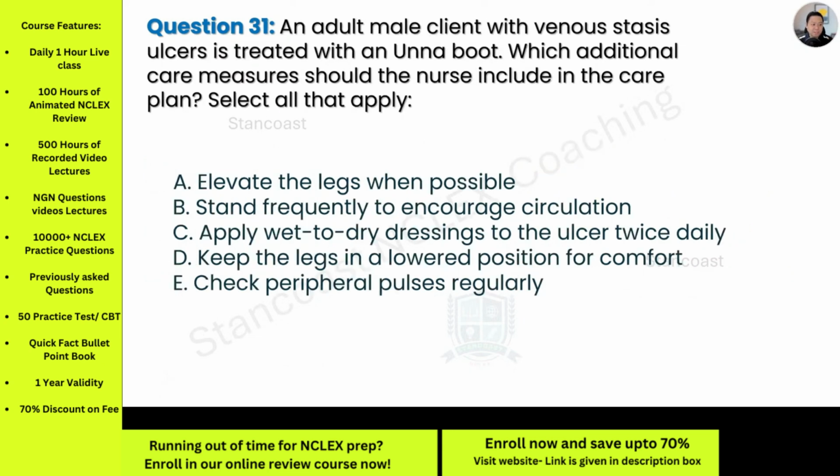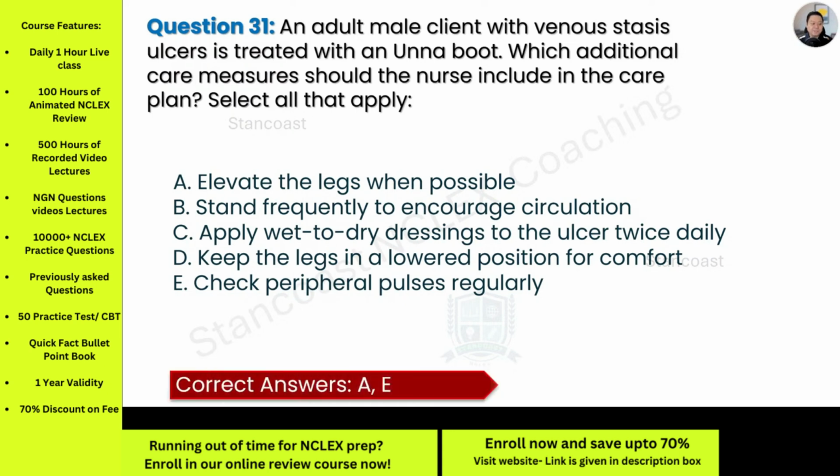Question number 31. An adult male client with venous stasis ulcers is treated with an Una boot. Which additional care measures should the nurse include in the care plan? Select all that apply. A, elevate the legs when possible. B, stand frequently to encourage circulation. C, apply wet to dry dressings to the ulcer twice daily. And D, keep the legs in a lowered position for comfort. E, check peripheral pulses regularly. The answers here are letters A and E.